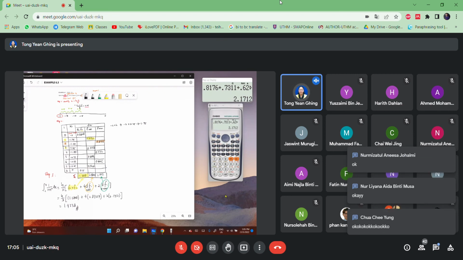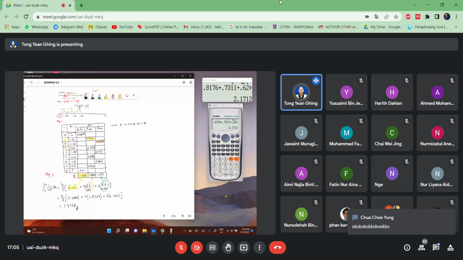Okay, now we go to the Simpson 3-8 rule. Okay, I explained the Simpson 3-8 rule and then we continue with the example. Okay, so Simpson's 3-8 rule is basically similar to Simpson 1/3. Cuma Simpson 3-8 adalah untuk for those when the subsegment is multiple of 3.